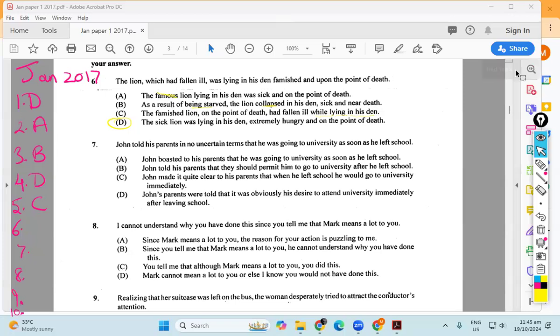Okay, so look back at why C is not the answer. C says he was on the point of death and he had gotten that way while he was lying down in his den. So he was lying in his living room and then he fell ill. But this says, no, he fell ill. He could have fallen ill in his living room, or in the kitchen, or at the mall. And then he made it back to his living room, which is his den. And he was starving and he was about to die, right? So we have to go with D. The difference is C is when he falls ill.